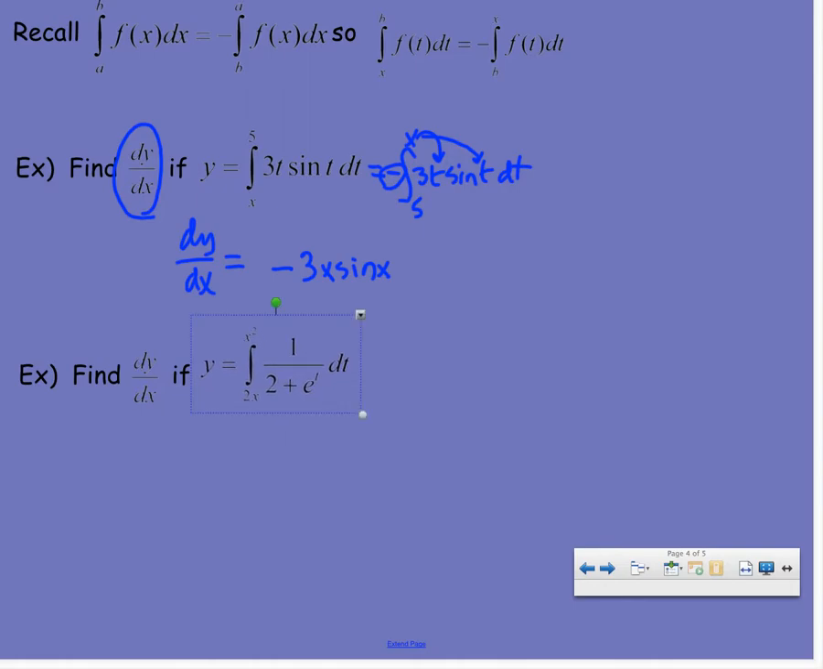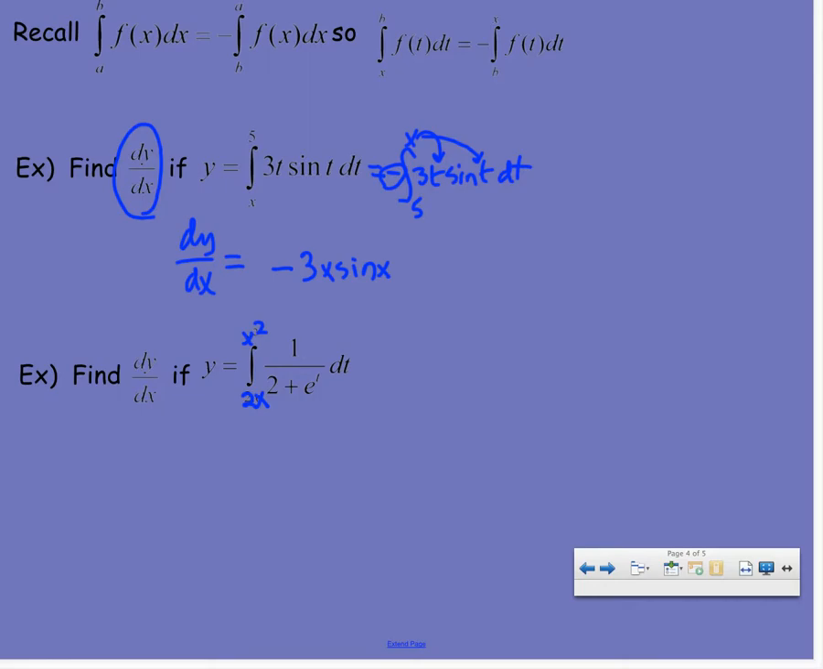Doesn't want to get any bigger, so I'll read this for you. It says, find dy dx if y equals the integral from 2x to x squared of 1 over 2 plus e to the t dt. You have a 2x on the bottom and an x squared on the top. Everybody got that? Oh, holy cow. We don't have an a or a b. You notice how we have a function as our lower limit and a function as our upper limit. So what's going to happen here? We don't have a constant anywhere.